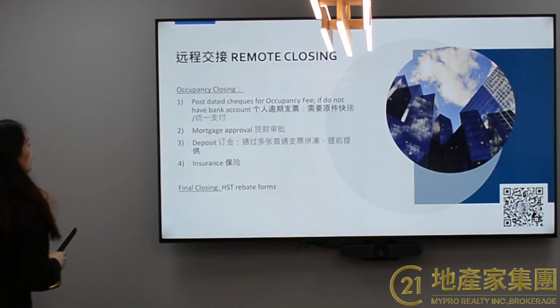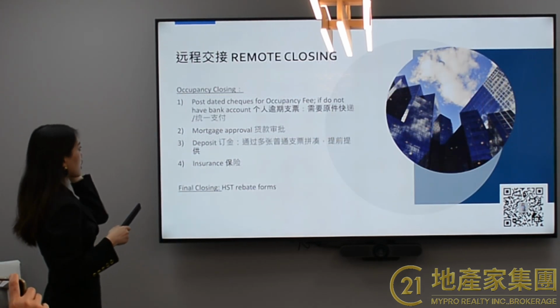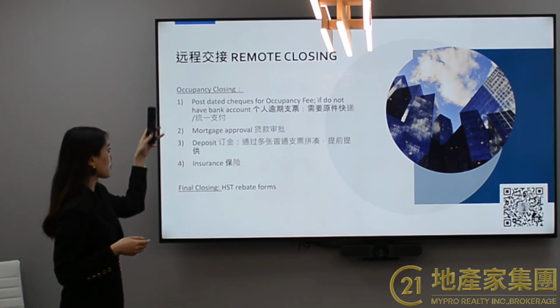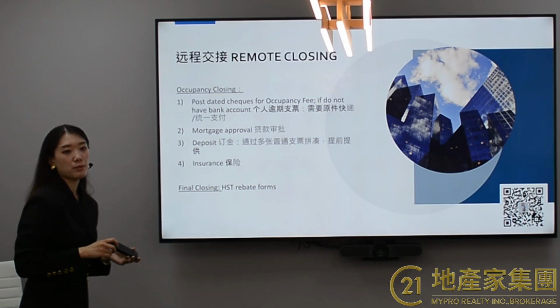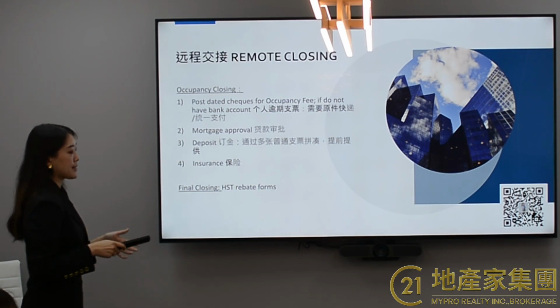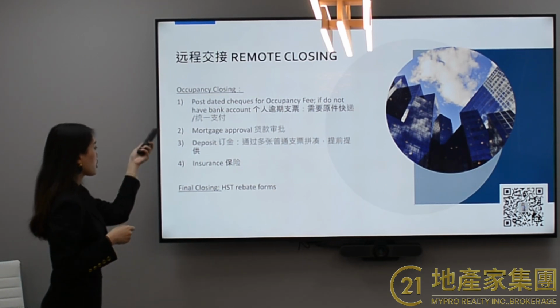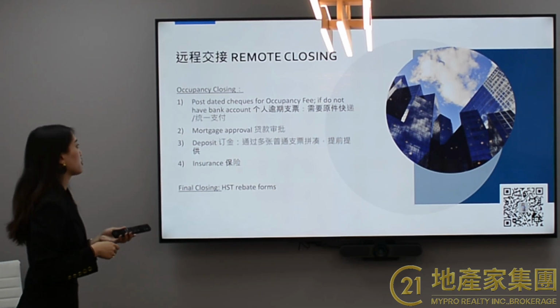Okay, so remote closing, regarding pre-construction. For occupancy closing, so both occupancy and final closing, we can do remote closing, but there are things that you need to deal with in advance. So for occupancy closing, it's actually more difficult.